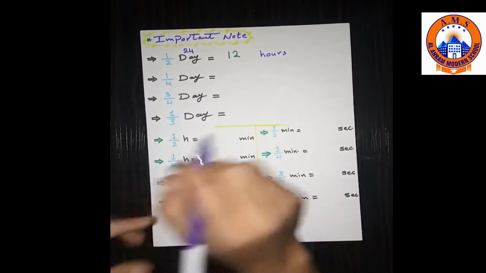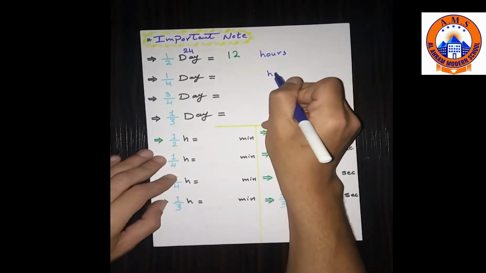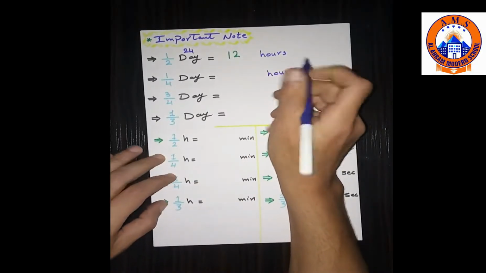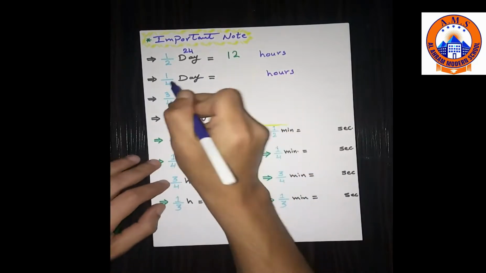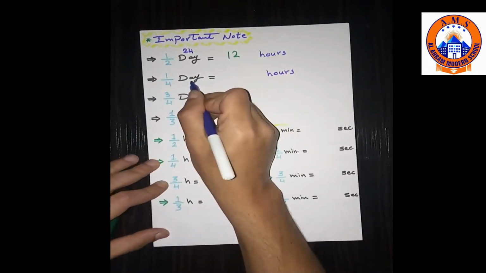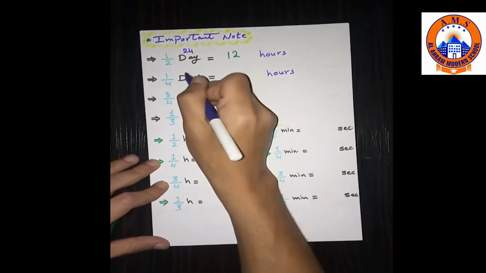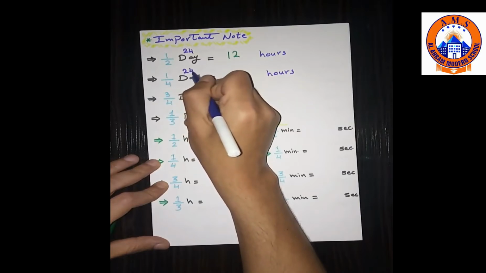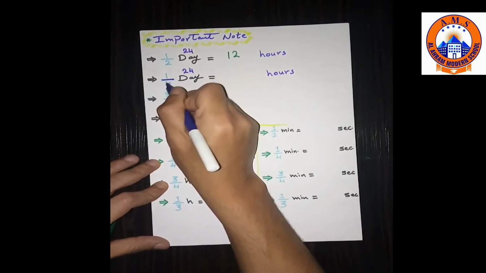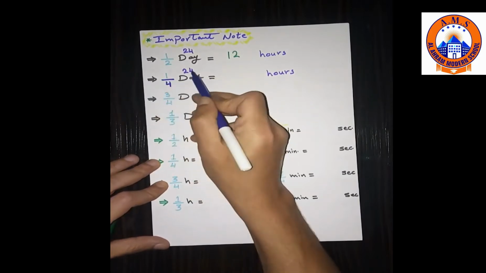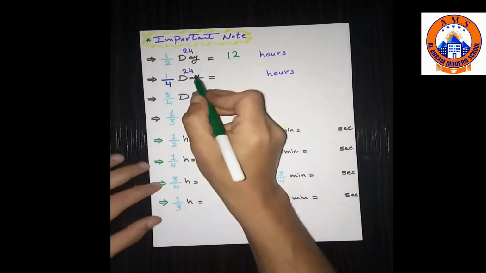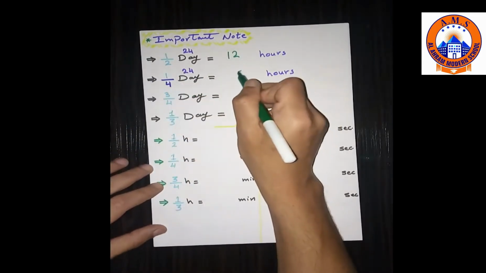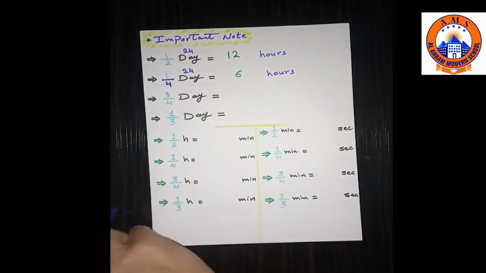And a quarter of a day equals how many hours? We will do the same steps. So the quarter of a day, to convert from a day into hours, we just multiply by 24, but we have over 4, so we have to divide this 24 by 4. 24 divided by 4 is equal to 6 hours.